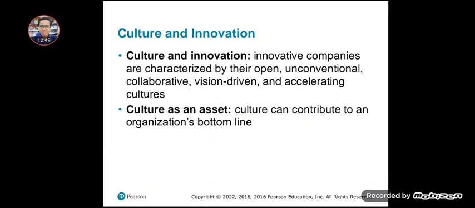And then when we talk about culture and innovation, startup firms or startup organizations often have innovative cultures by definition, because they are usually small, they are usually agile, and also focused on solving problems in order to survive and also grow.